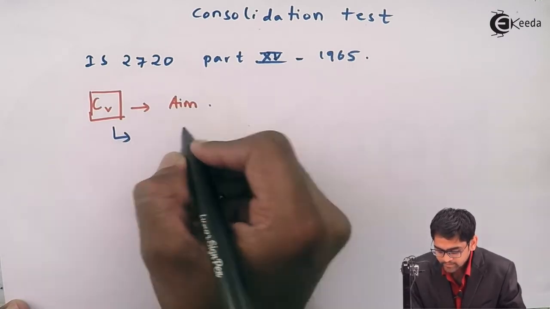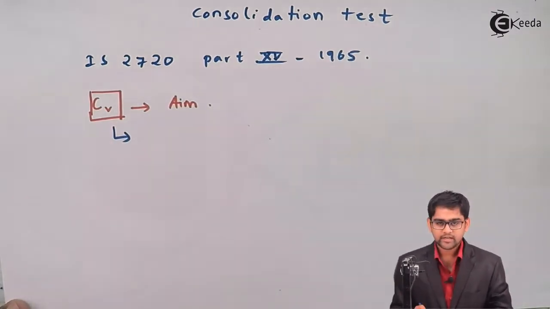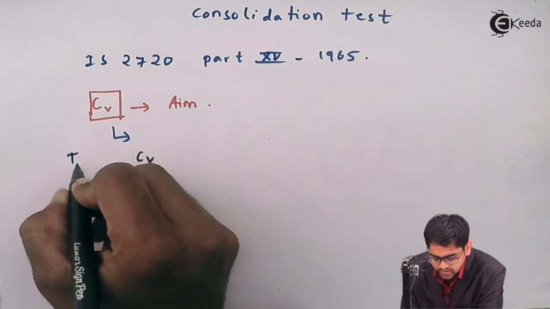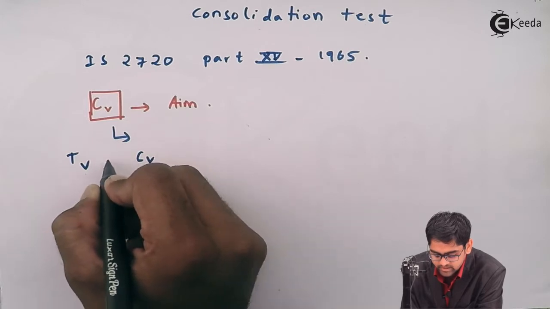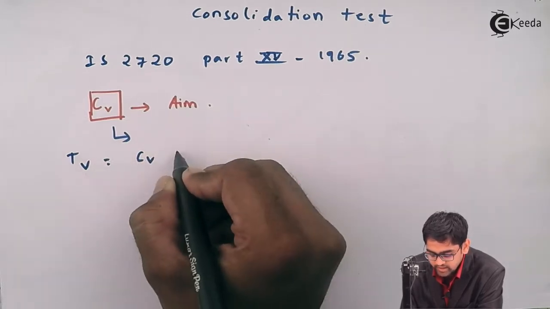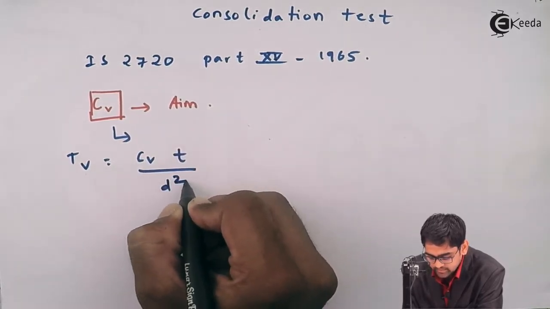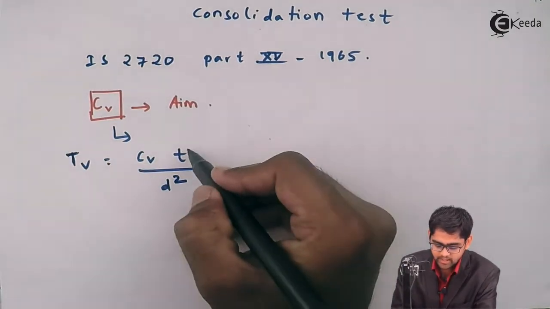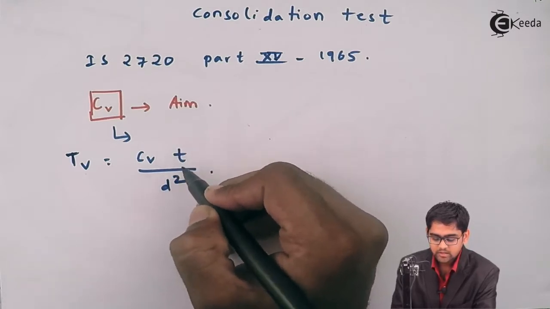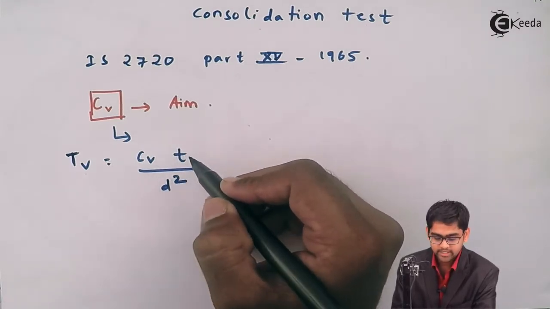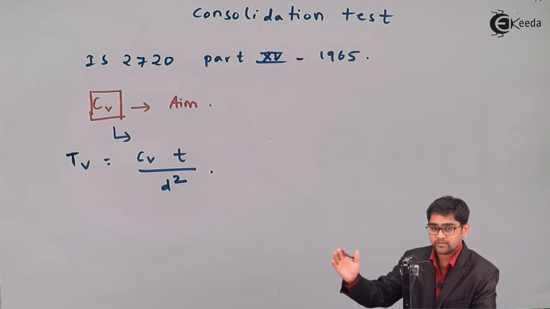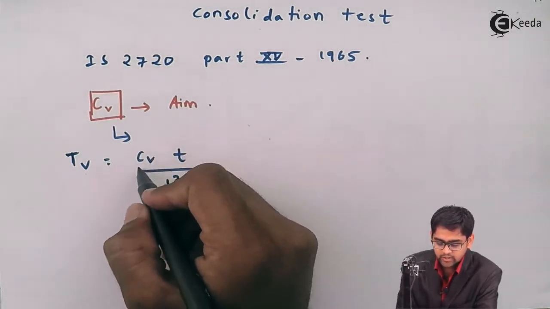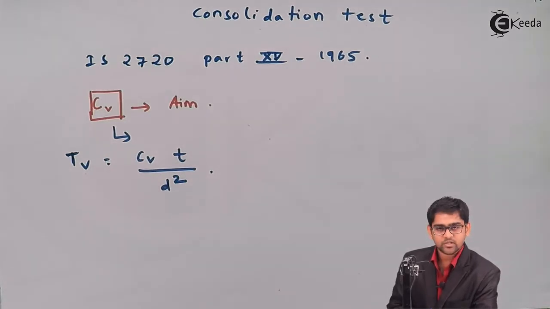Suppose we know the coefficient of consolidation value, right? By knowing this particular value, we know the relationship between CV and TV, which is TV equals CV t divided by d square. So for a particular degree of consolidation, how much time the clay will take in order to consolidate up to that particular level of degree of consolidation, that time you will be getting once you get to know the coefficient of consolidation value.